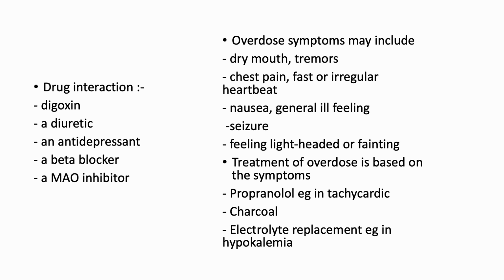And the treatment of albuterol overdose is based on the symptom. For example, we can use propranolol in the case of tachycardia. We can use charcoal in the initial management of albuterol overdose, and we can correct the electrolyte or do an electrolyte replacement in the case of hypokalemia.